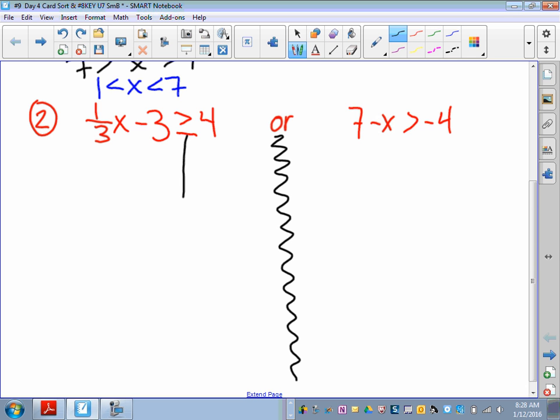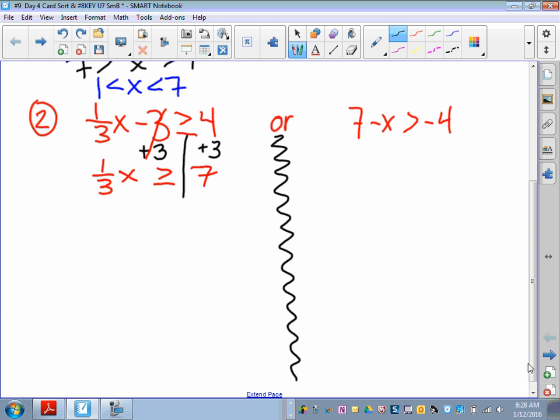So what's my first step here to get x by itself? Adriana, what do you think is my first step here to get x by itself? Yeah, very good. Add 3. Remember, we add and subtract before we multiply, divide when we're solving. Alright, so when we add that 3, then I have 1/3 x. Those cancel, so still greater than or equal to, and 4 plus 3 is 7.